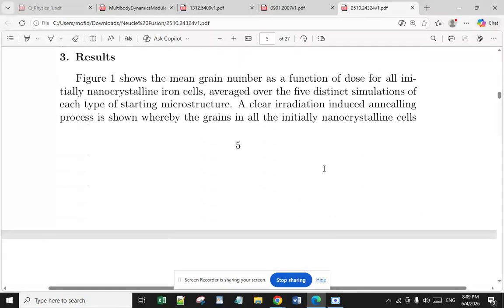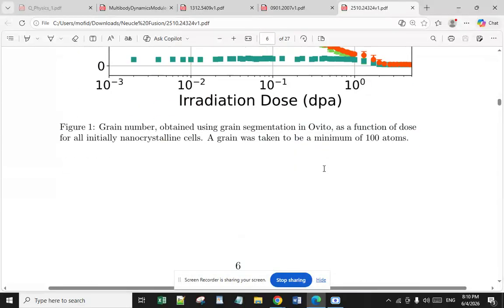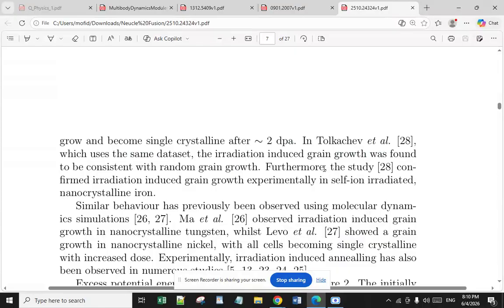Results sections. Figure 1 shows the mean grain number as a function of dose for all initially non-crystalline iron cells, averaged over the 5 distinct simulations of each type of starting microstructure. A clear radiation-induced annealing process is shown whereby the grains in all initially non-crystalline cells grow and become single crystalline after almost 2 dpa.